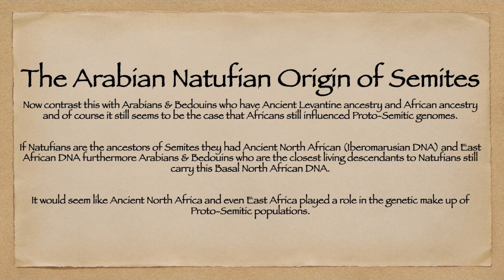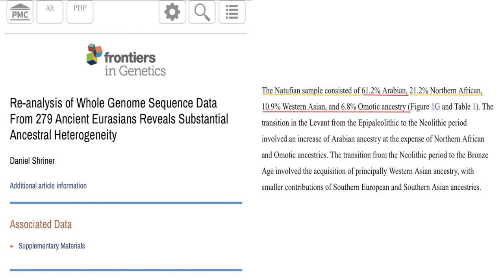If Natufians are the ancestors of Semites, they had ancient North African Ibero-Maurusian DNA and East African DNA. Therefore, Arabians and Bedouins, who are the closest living descendants to the Natufians, still carry this basal North African DNA. It would seem like ancient North Africa and even East Africa played an important role in the genetic makeup of Proto-Semitic populations. Again, what is the breakdown of Natufian DNA?